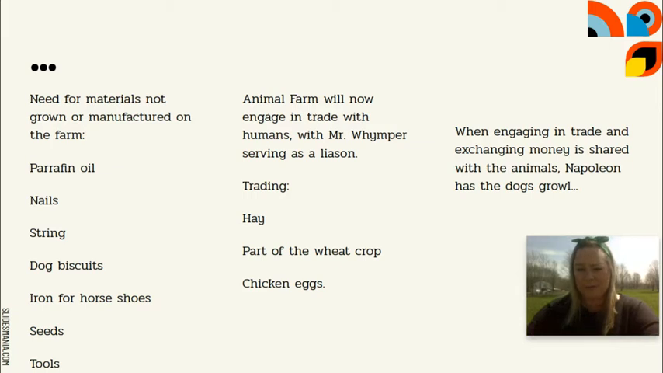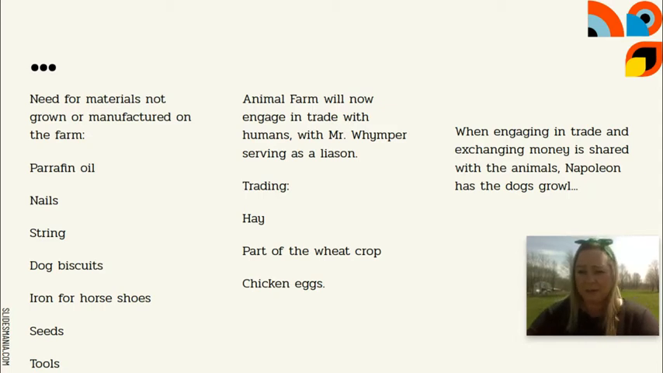So Animal Farm is now engaging in trade with humans on neighboring farms, and they have a liaison in the character of Mr. Whymper, who is acting as a go-between between Animal Farm and the humans. The animals will be trading their hay and a part of their wheat crop and chicken eggs in order to get the materials that they need.